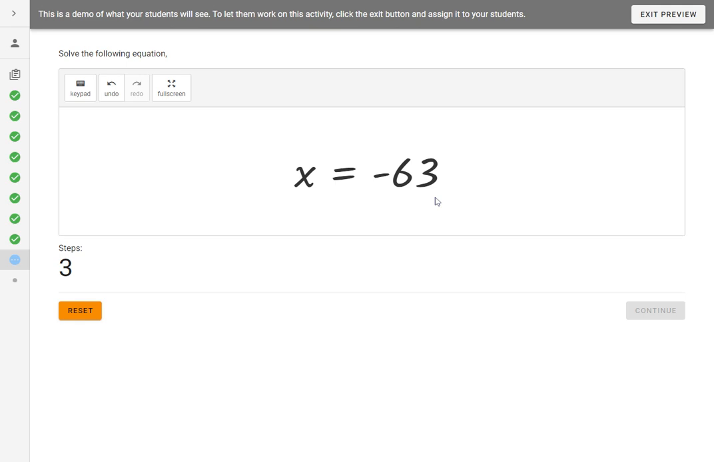Hopefully this has helped you solve one-step equations using Graspable Math.